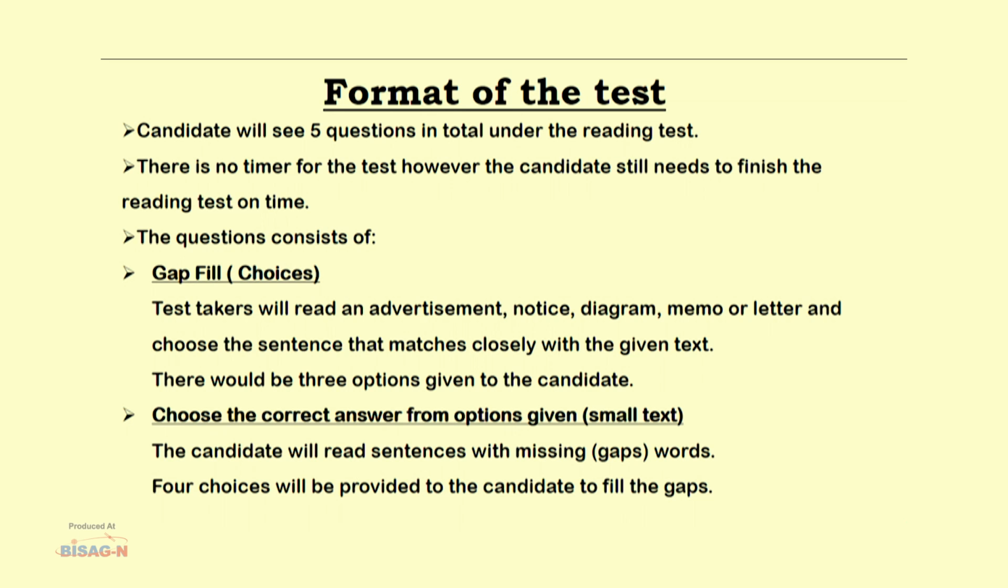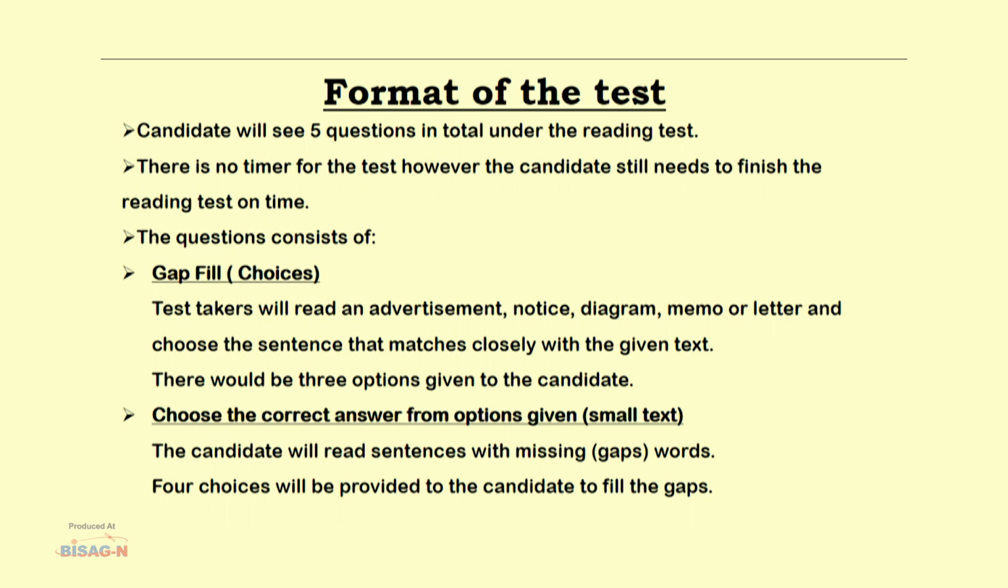The next question that will be asked to the candidate will be choose the correct answer from the options given, which will be a small text. Now, once you choose the correct answer, a multiple choice question will be given to the candidate. In this question, the second task that is being given to you, the candidate will be shown a small text on their computer screen. So the candidate has to pick up the right option from the multiple choices and has to fill.